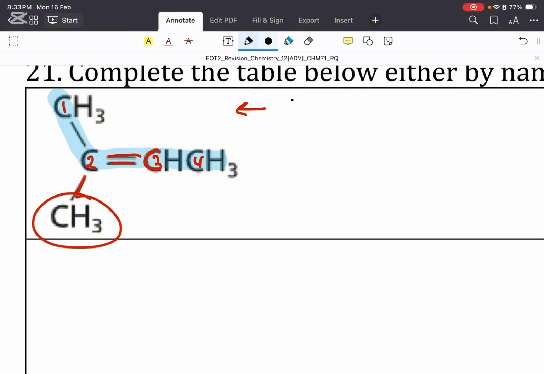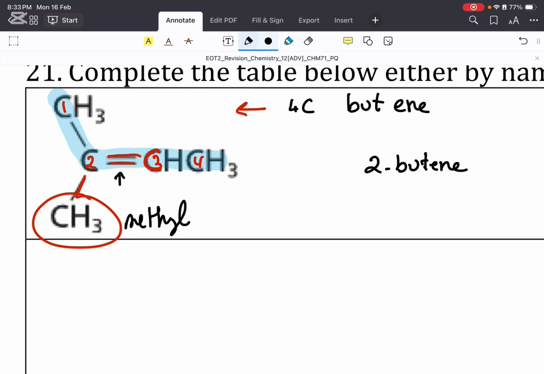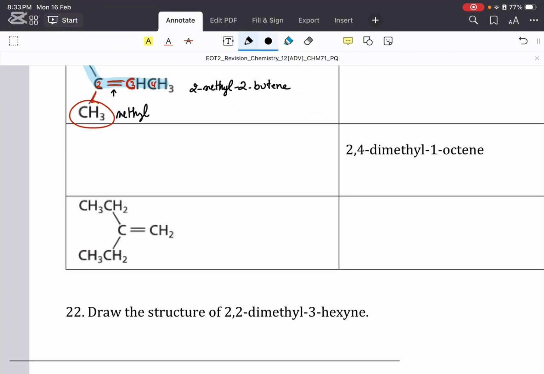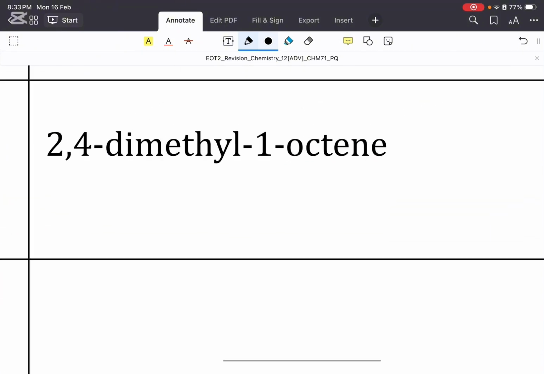So 4 carbons means I have a bute. Since I have a double bond, it means I have ene. Where is this ene located? It's on the second carbon. So 2-butene. And I have a branch called methyl, again on the second carbon. 2-methyl, 2-butene. Now, let's first understand the name.